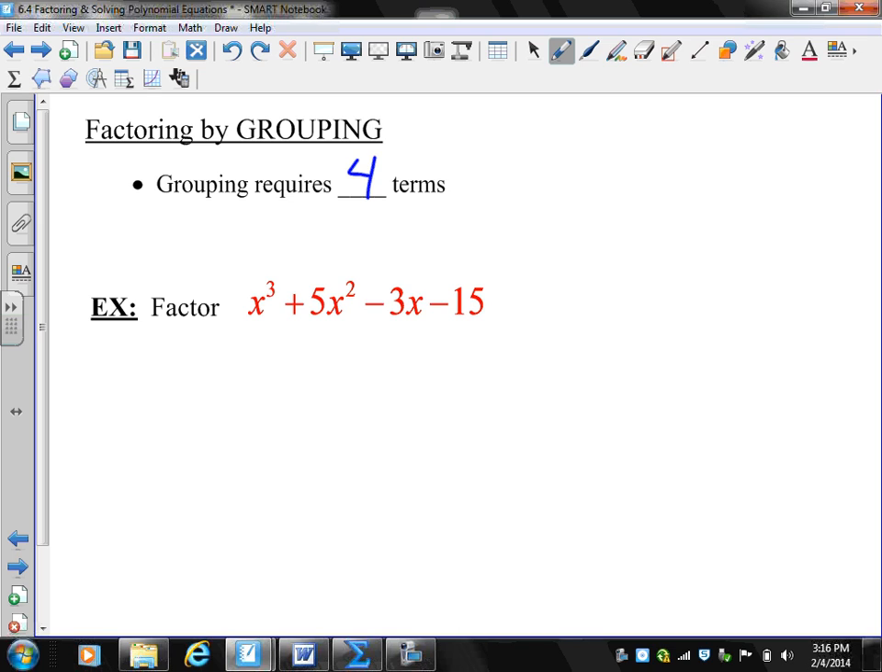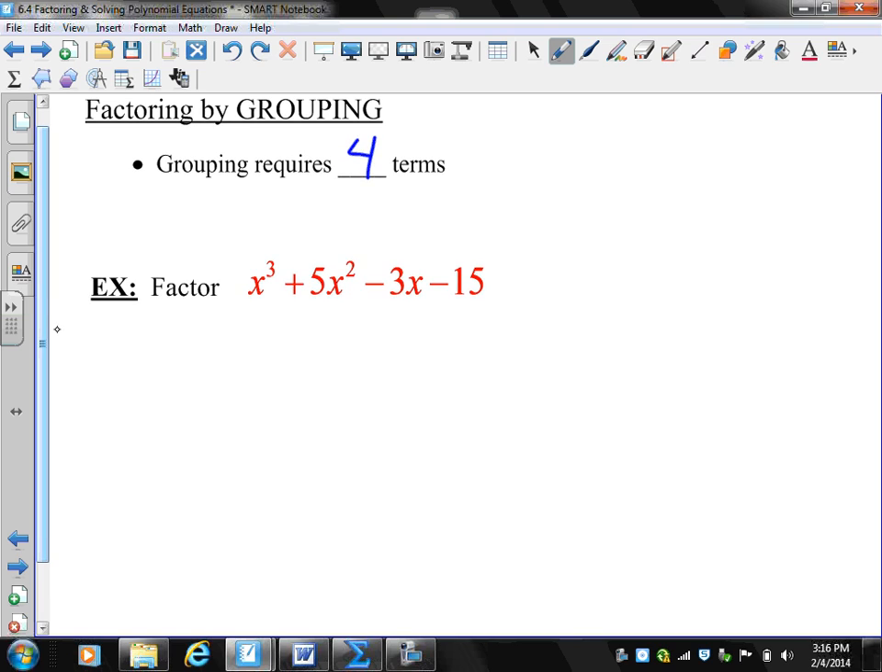Okay, so here's how grouping works. Grouping is a little bit different. What I'm going to do here is, as the name would imply, group my 4 terms into groups of 2. Usually it's the first 2 terms and the last 2 terms, but it can be done different ways. I'm going to do the first 2 terms and the last 2 terms. So when I look at these first 2 terms, I'm going to factor out a greatest common factor. Well, the greatest common factor there is an x squared. So I can pull that out of the first 2 terms only.